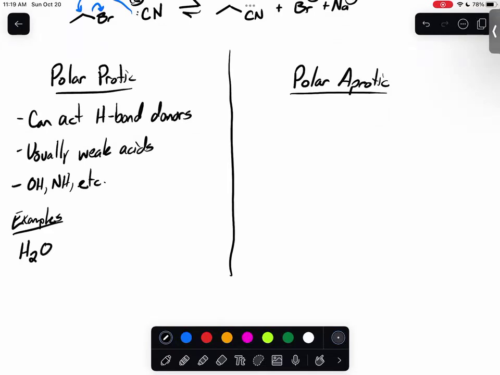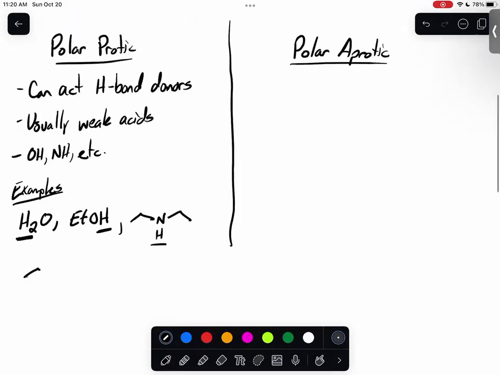It's also protic because it has those protons on it. Things like ethanol, it has that OH. All of these have a specific oxygen and hydrogen paired together. Something like diethylamine has that NH, or even some relatively good acids like acetic acid have that OH that can act as a hydrogen bond donor.